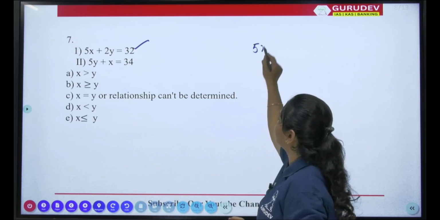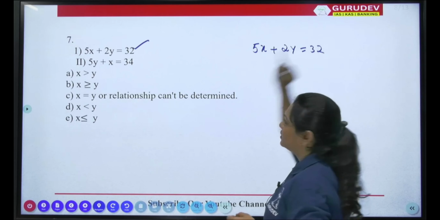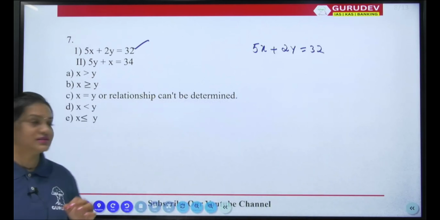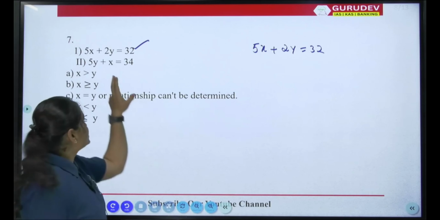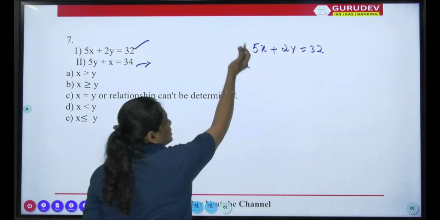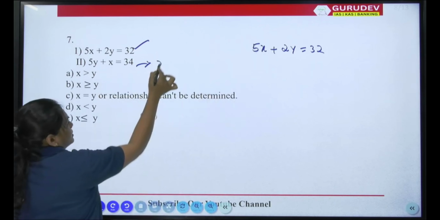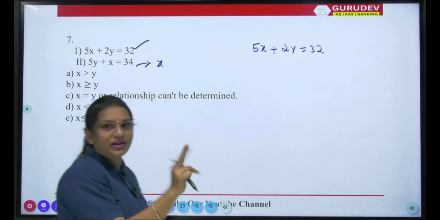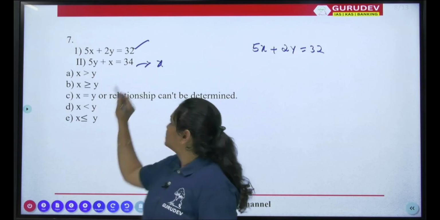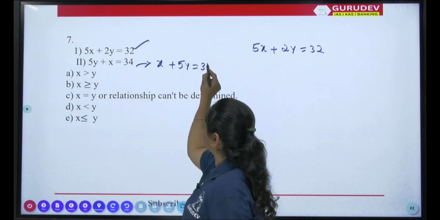So what is the first equation here? 5x plus 2y is equal to 32. Next, the second equation, 5y plus x is equal to 34. See, as the first variable is x here, I can start with x. If you are interchanging the x and y variables, the meaning of the equation should not change. So it is x plus 5y is equal to 34.